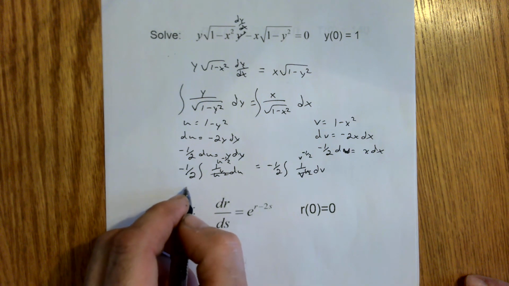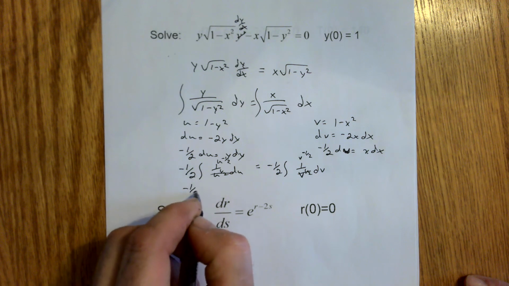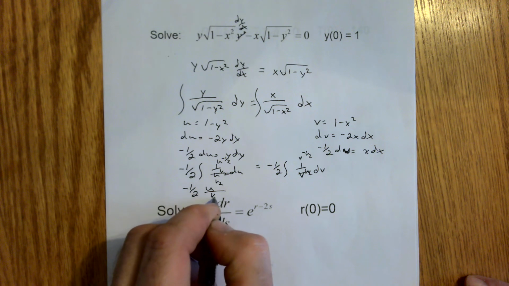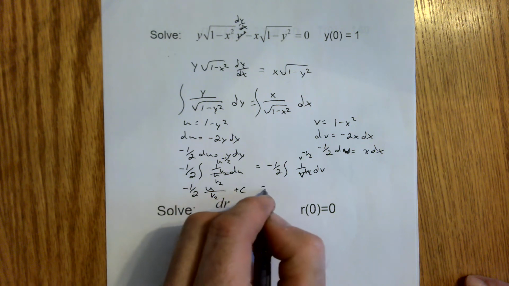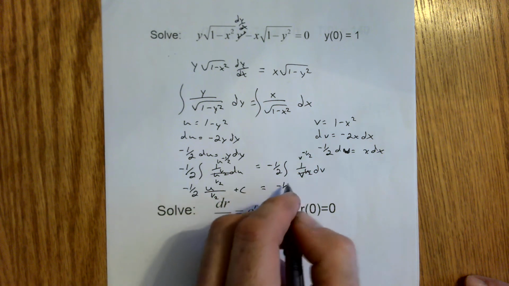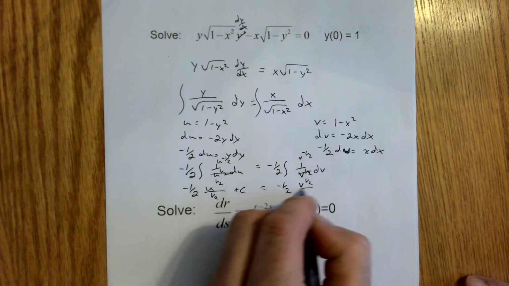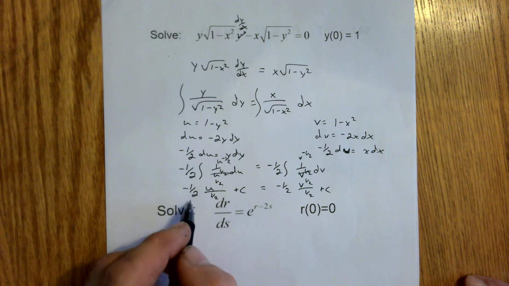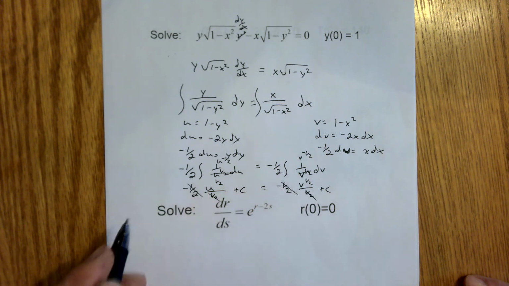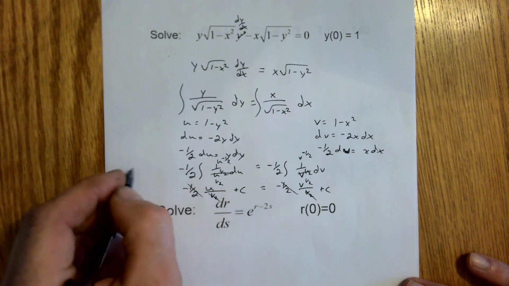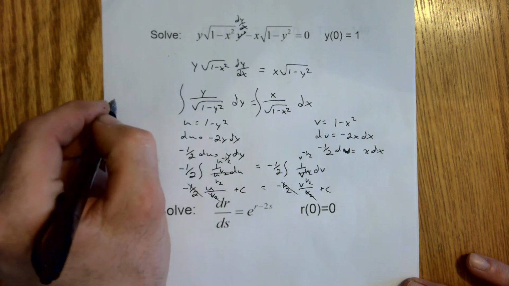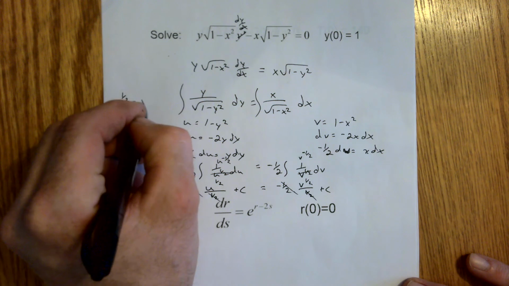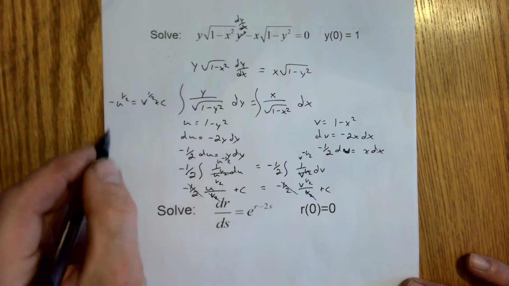So the integration then, we have negative 1/2 of u to the 1/2 over 1/2 plus our c. That's going to equal 1/2 times v to the 1/2 over 1/2 plus c. Our 1/2s are going to cancel very nicely on both sides. So we get negative u to the 1/2, and we'll bring my c over, equal to v to the 1/2 plus c.